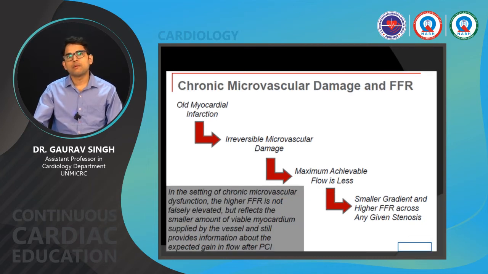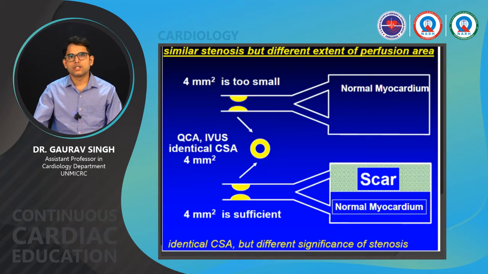What happens with chronic microvascular damage and FFR? Suppose we have an old myocardial infarction, there will be irreversible microvascular damage, maximal achievable flow is less, smaller gradient and higher FFR across any given stenosis. So similar stenosis there, but different extent of myocardial perfusion area. So suppose you have normal myocardium, then in that case 4 mm area is too small. And 4 mm area is sufficient for a scarred myocardium. So identical areas but different significance of stenosis can occur because viable myocardium is not there.